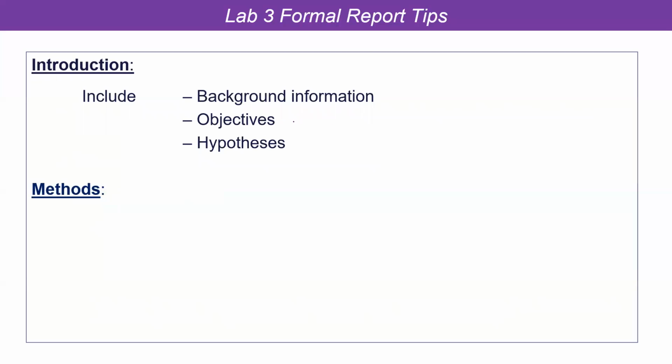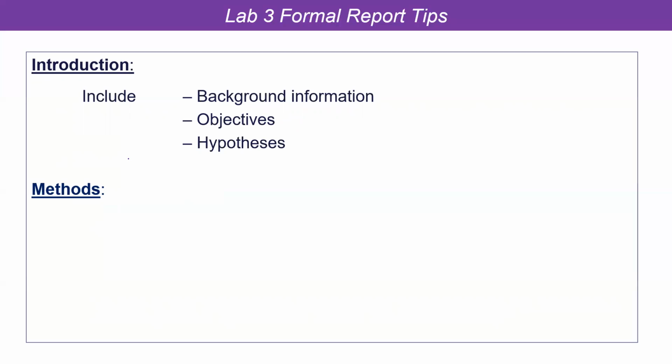The objectives kind of lead into that. The objectives of the experiment specifically, we're looking at temperature and solvent effects, and then your hypotheses. So you should have 2 hypotheses, one relating to temperatures and one relating to the different solvents that we used.